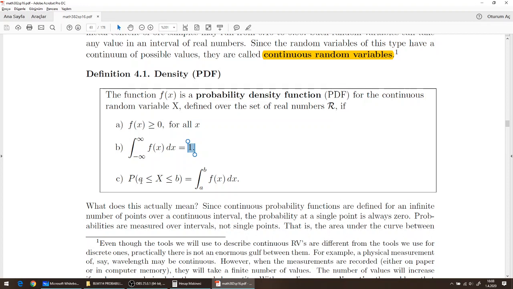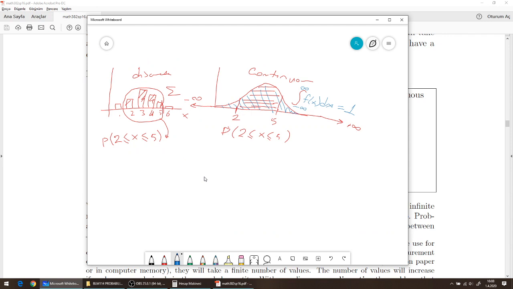The probability that x is between a and b inclusive is the integral of f of x between a and b. So let's turn back to the red pen. We can find the probability that x is between 2 and 5 by integrating the f of x function. What is f of x? Here, this is f of x.